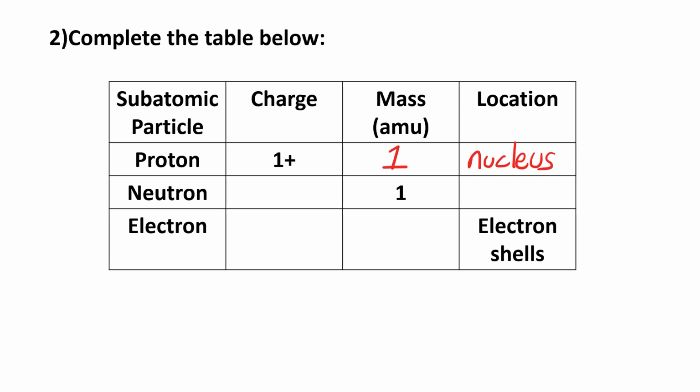A neutron is neutral, that means it's got no charge. And its mass is also 1 AMU, and that's also found in the nucleus. An electron is negative, so that's a 1 minus charge, and it's very, very small compared to protons and neutrons. Its mass is 0.0005 AMU, and they are found on the electron shells.